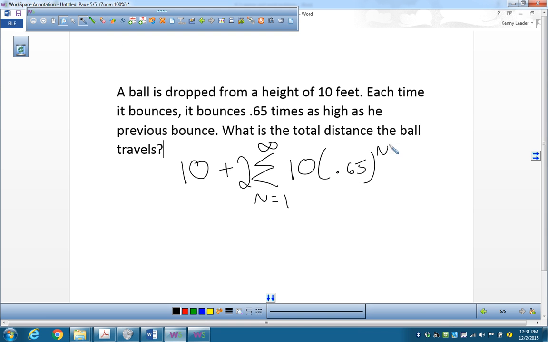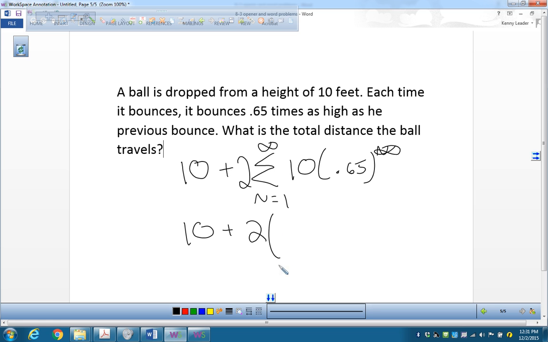0.65 raised to the infinity power, which is just... so what you have is 10 plus a sub 1 2 times the formula for the sum of an infinite series. Yes? But shouldn't it be like n, 0.65 to the n minus 1?